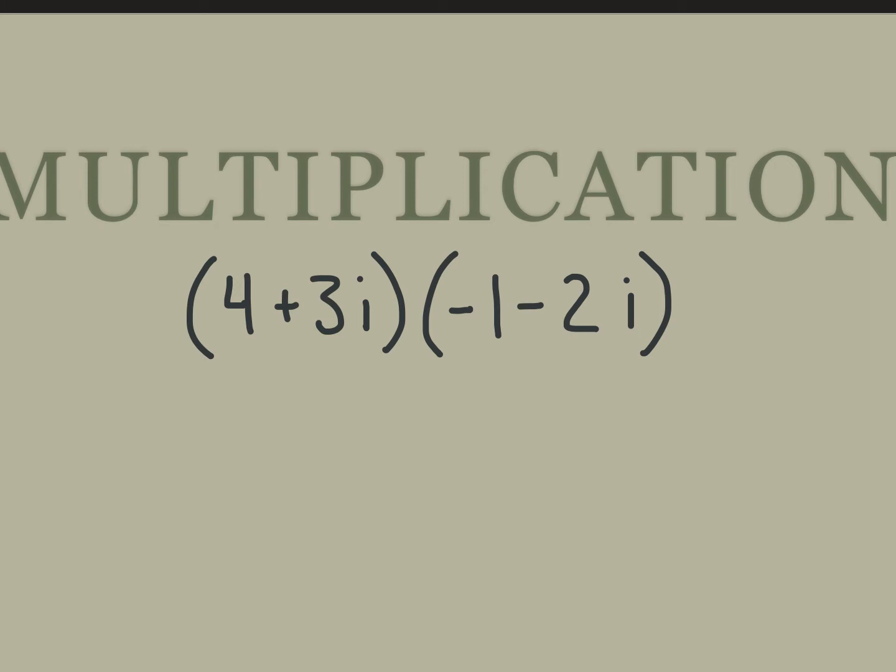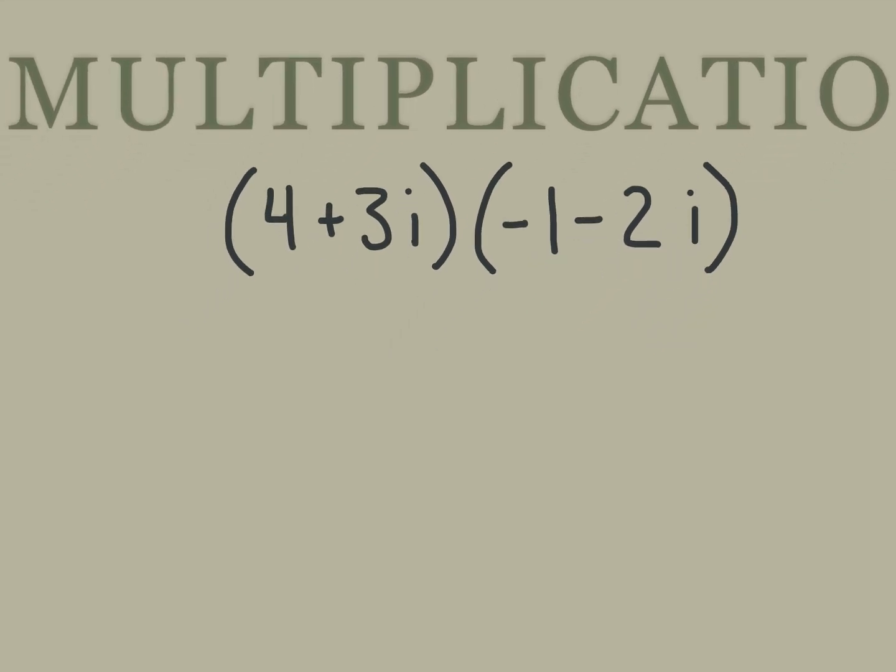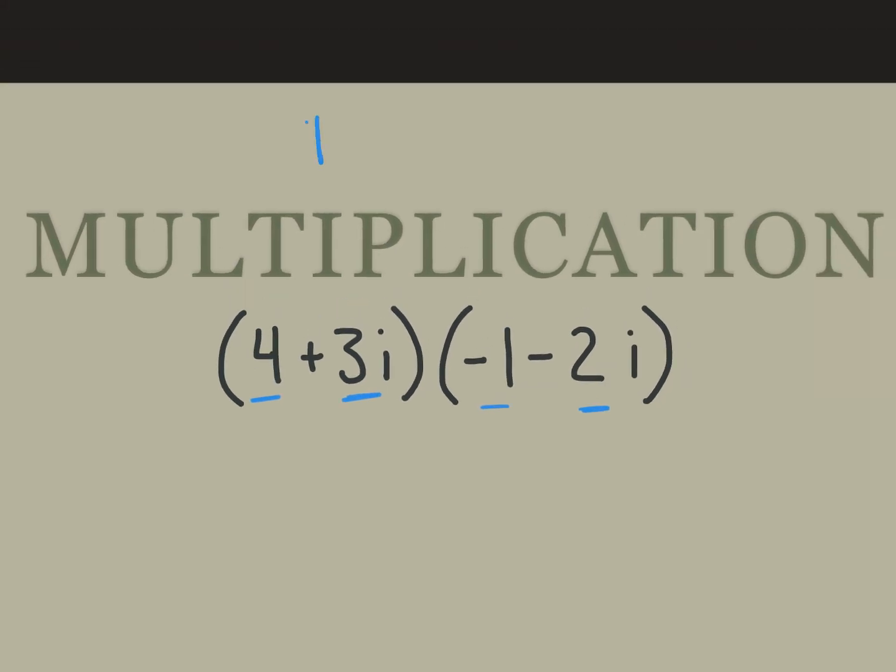Okay. All right. So with multiplication, we have 2 things here and 2 things in here. So we're going to have to FOIL. Anybody remember what FOILing is? Kind of. So FOIL stands for first, outer, inner, and last.